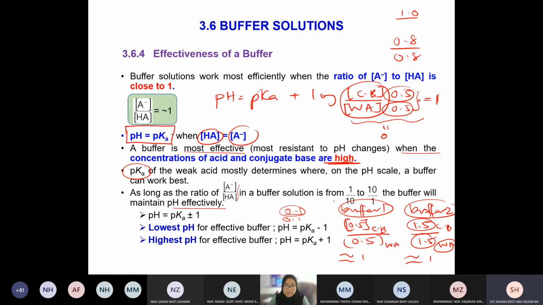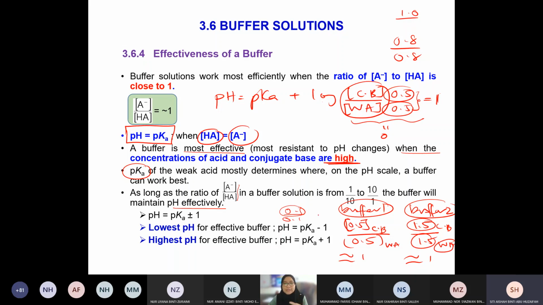So we actually have a range. Sometimes it is not possible to prepare 1-to-1. It means the top and bottom sometimes don't need to be exactly the same. Sometimes it is subject to what we want. If we know we want to put a lot of base in our reaction, then we have to increase our conjugate acid. It is subject to what we need.